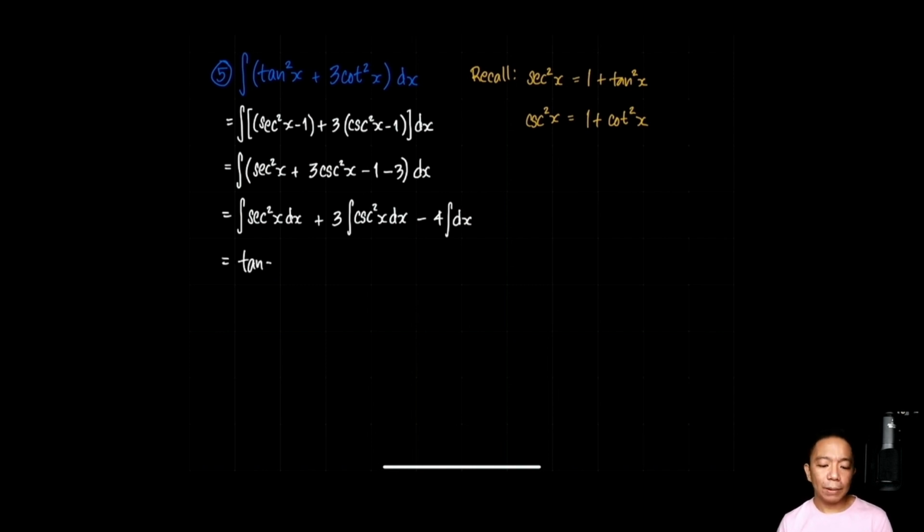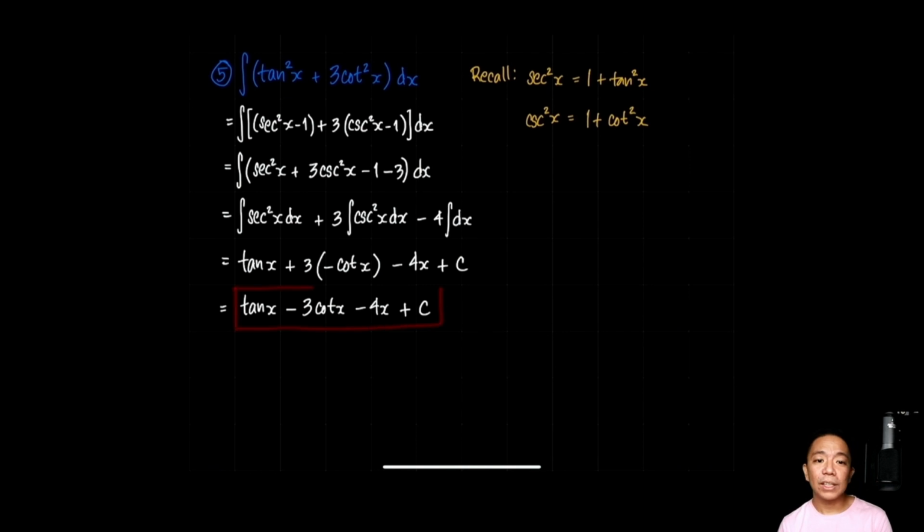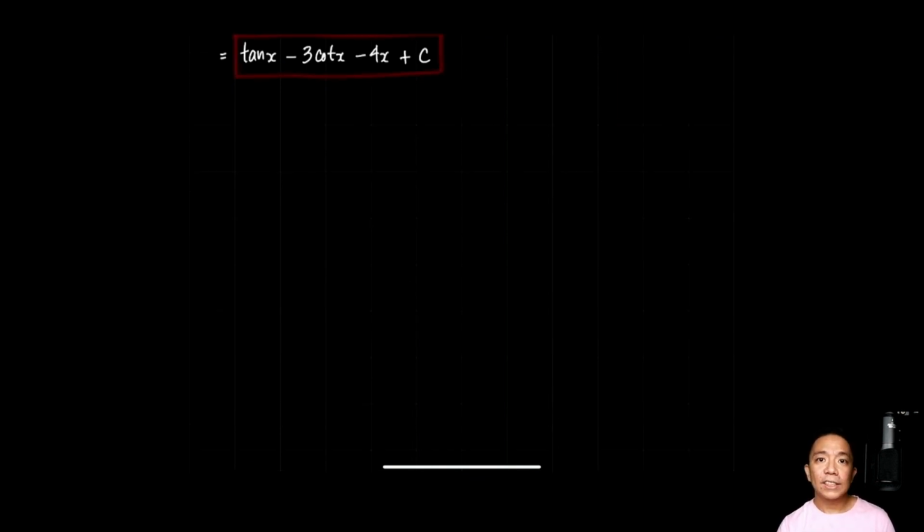We evaluate this term by term. So the general antiderivative of secant squared is tangent x. General antiderivative of cosecant squared x is negative cotangent x. So plus 3 times negative cotangent x minus 4x. Plus of course yung constant of integration. Then simplify yung pagsulat. We have tangent x minus 3 cotangent x minus 4x plus c. We highlight our final answer with a box. Now you can pause this now and check by taking the derivative kung makukuha natin yung nasa given natin. Let's move on sa next item natin.